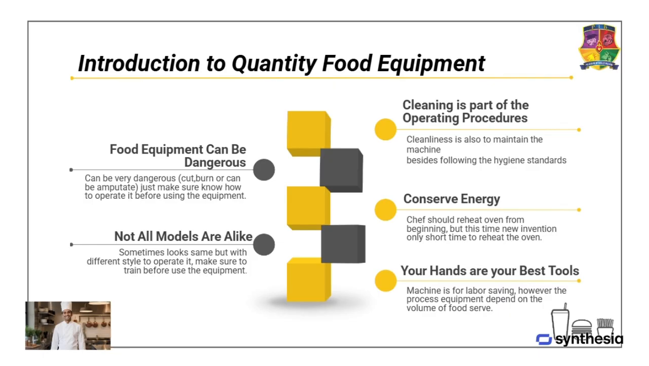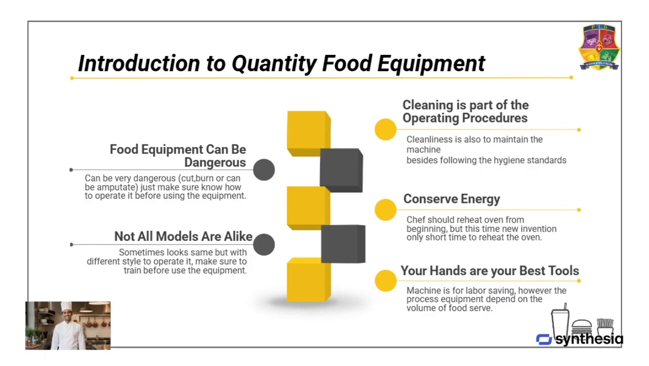Second, not all models are alike. 2 pieces of equipment may look similar, but they may have different operating systems. So never assume that because you already know one machine, you automatically know how to operate another model. Training is essential before using any equipment. Third, cleaning is part of the operating procedures. Cleaning is not only about maintaining food hygiene, proper cleaning also helps maintain the condition and performance of the equipment.